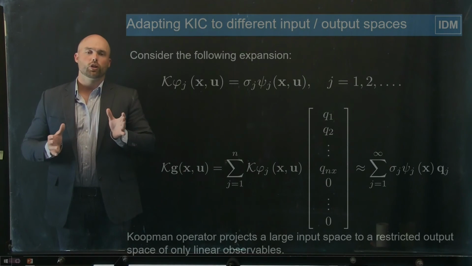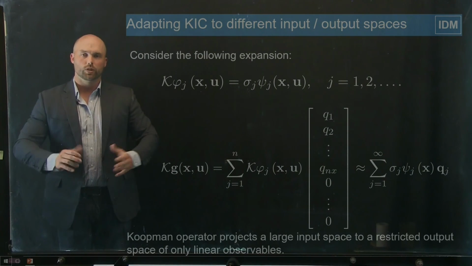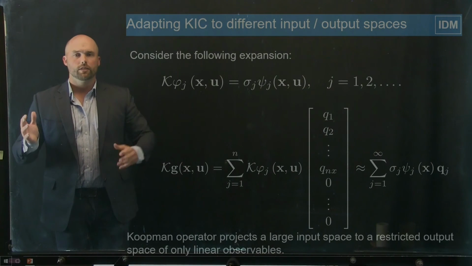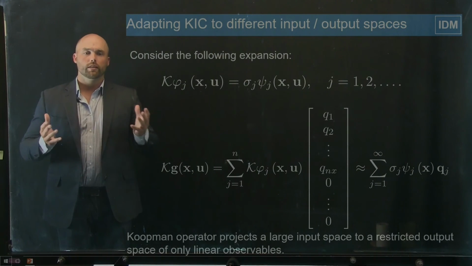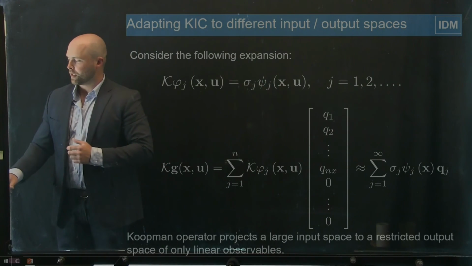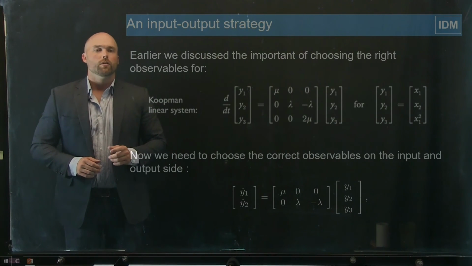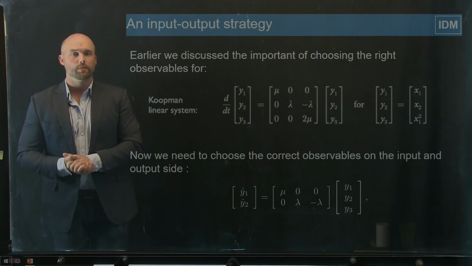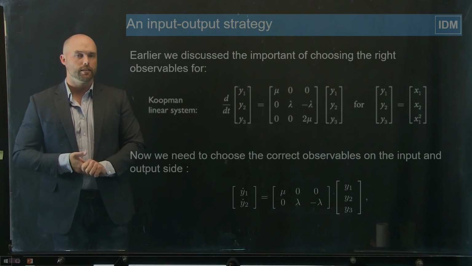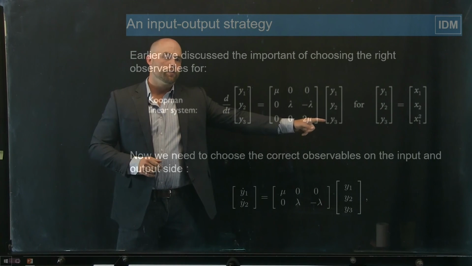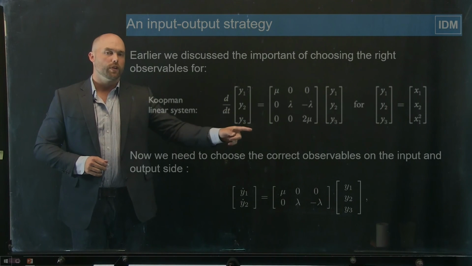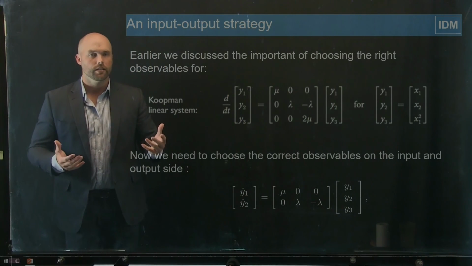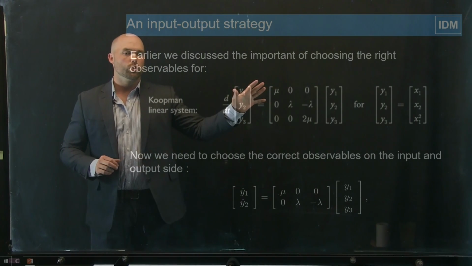Practically what that means is that the Koopman operator projects a large input space, which could be everything from inputs to states to cross terms like x times u, to a more restricted output space of only the linear observables that we're interested in. Now, as an example, we earlier discussed the importance of choosing the right observable functions for this Koopman linearized system, where we chose a new observable function y3, which is just x1 squared, and we had to include that as an output variable here. Now, for this situation, it closed nicely, and so we were able to develop optimal controllers for this scenario.